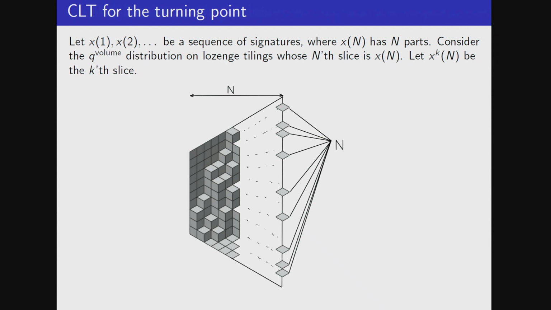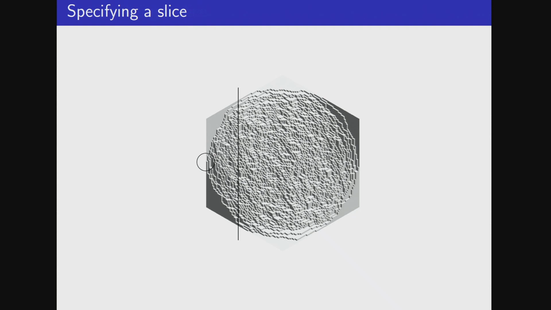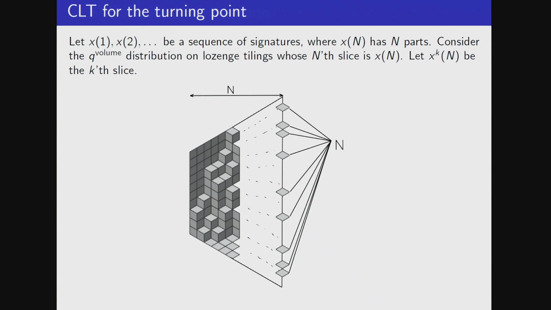But we want this to grow. In other words, if you look at this picture, as n was growing, this is going to grow as well, like n. So take a region like this with n. Specify the positions of horizontal lozenges on this nth line. There are going to be exactly n lozenges there. And take the limit as n goes to infinity and understand what's going to happen to the first k slices.